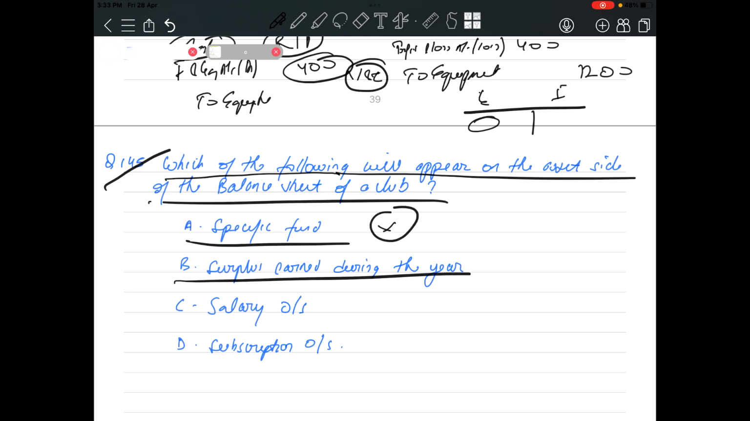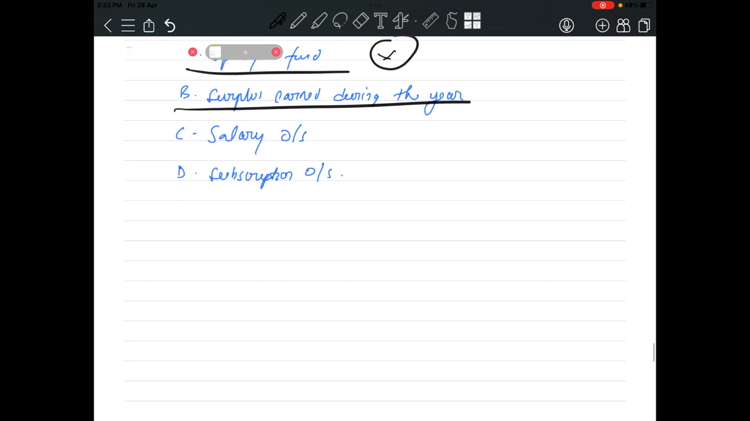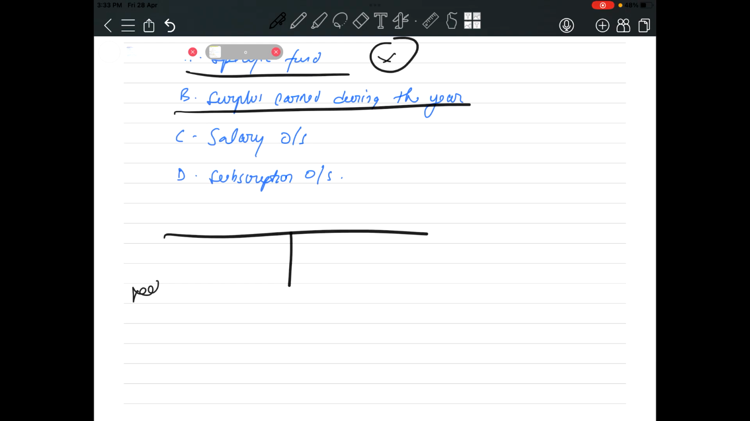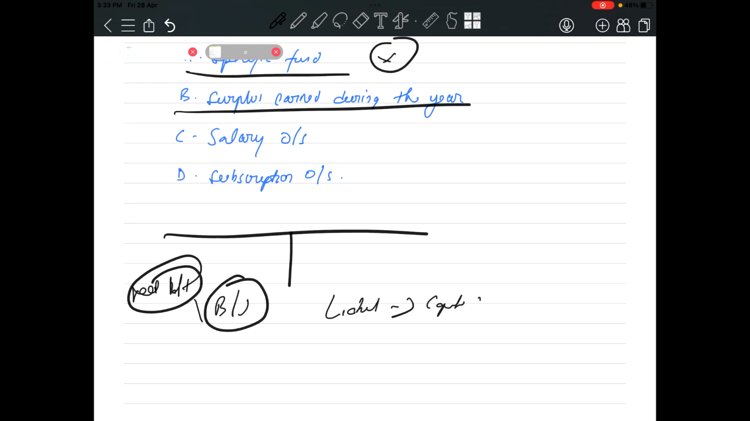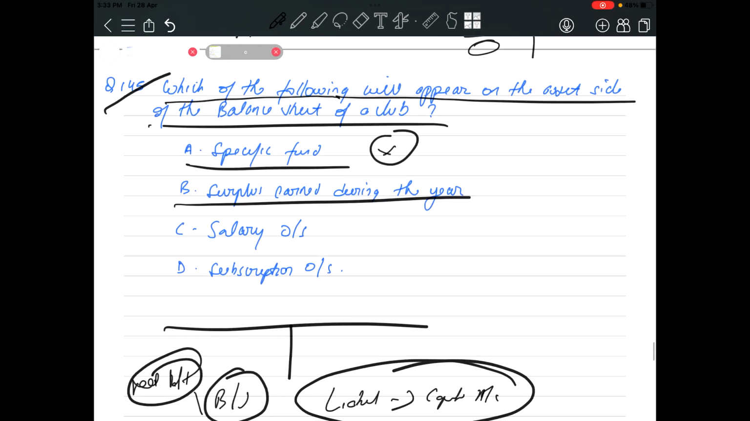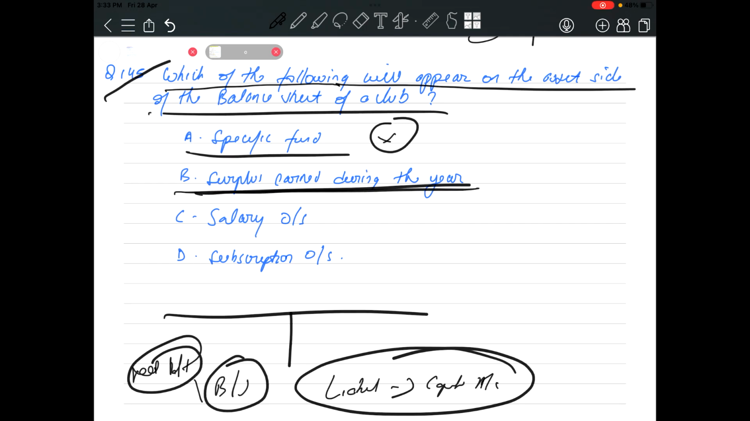Surplus earned during the year. Now where will this surplus go? It will go to the capital fund on the balance sheet. When you prepare your profit and loss account, where does this net profit go? It will be transferred to the balance sheet, liability side, under the capital account, right? Similarly, in case of NPO, the surplus will go to the capital fund on the liability side of the balance sheet. So this option is also not correct.